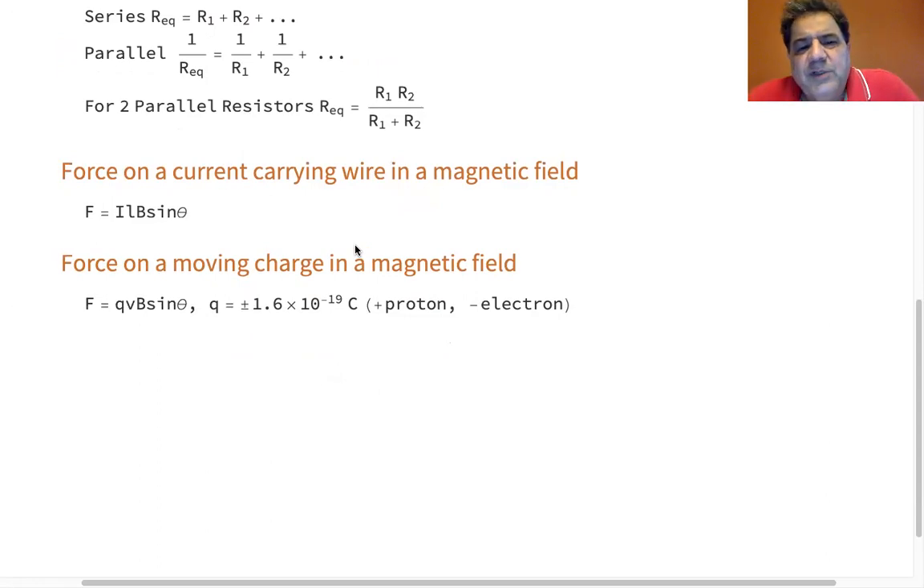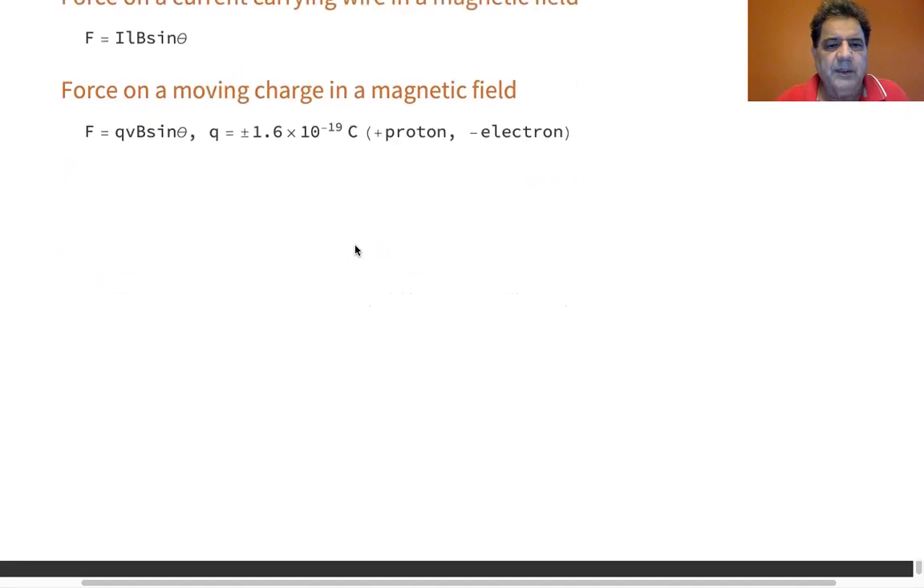Okay, force on a moving charge in a magnetic field. Force is equal to QVB sine theta, where Q is equal to plus or minus 1.6 times 10 to the minus 19 Coulomb, plus if it's a proton, minus if it's an electron. And the theta is the angle between the trajectory of the charge and the magnetic field.